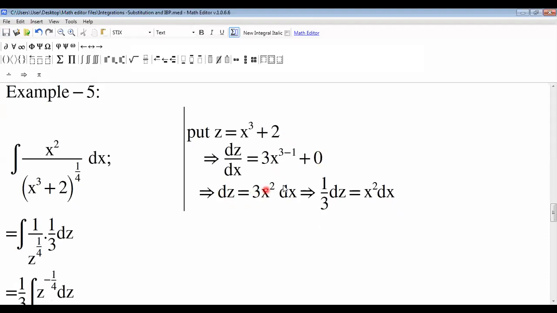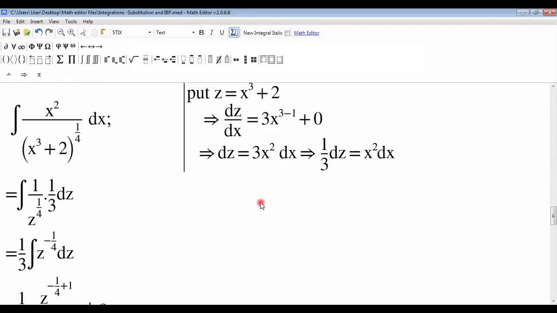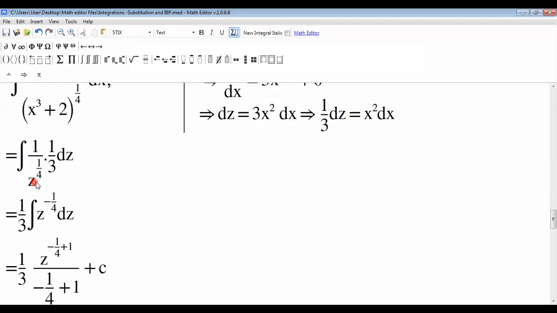So dz equals 3x square dx, and 1 by 3 dz equals x square dx, same as before. x cube plus 2 equals z, so it will be 1 by z to the power 1 by 4, where z is the whole expression. And x square dx means 1 by 3 dz. So 1 by z to the power 1 by 4 can be written as z to the power minus 1 by 4.